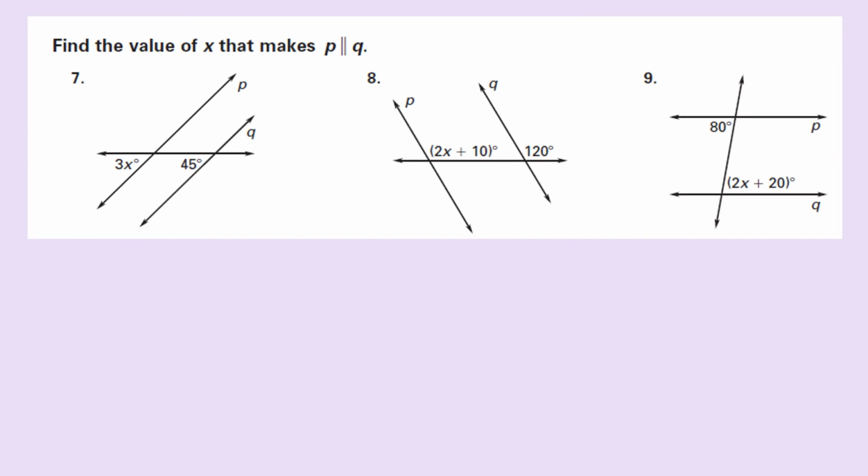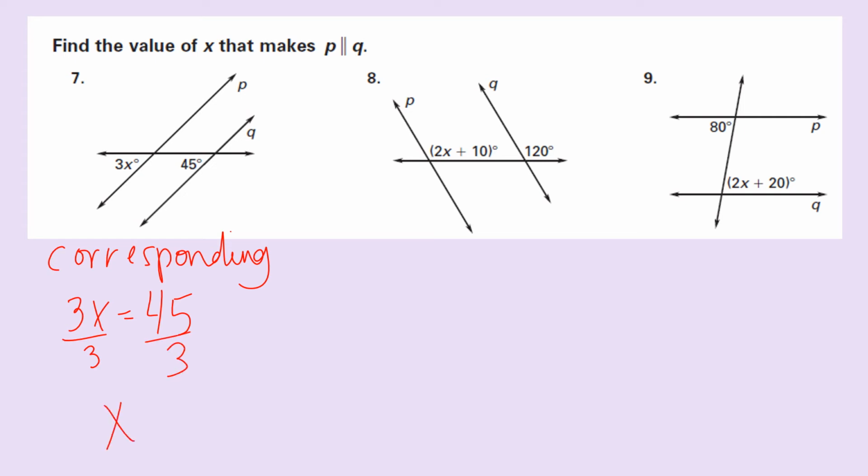For number 7, you're just figuring out what x is. So I know that the two angles are corresponding angles, and if you want to write down what types of angles they are, that is helpful to me so that I can understand your thinking. They're corresponding angles, and I know that corresponding angles are congruent, which means that they equal each other. 3x equals 45. If I divide by 3 on both sides, I get 15 as my answer. And that would make those two lines parallel.